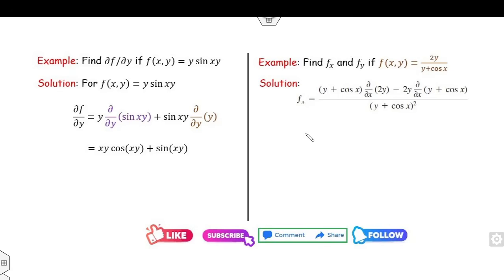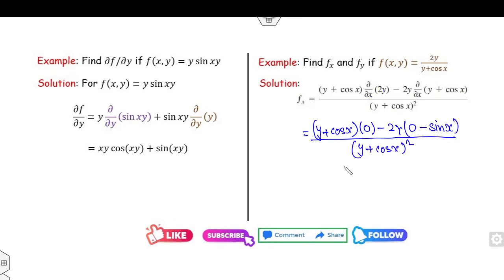Now you can substitute the value. It is y plus cos x, because with respect to x, keeping y as a constant. So once it's a constant, the derivative is 0. Into what is the partial derivative of y with respect to x? 0. Cos is minus sin x, divided by y plus cos x whole square. Now it's 0. It is 2y sin x divided by y plus cos x whole square.